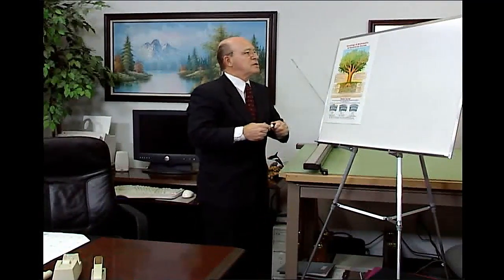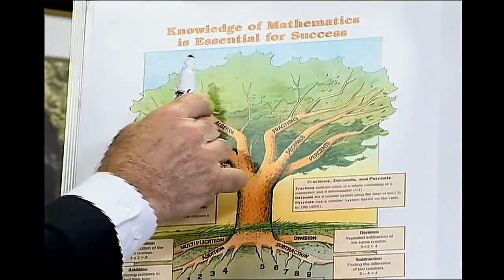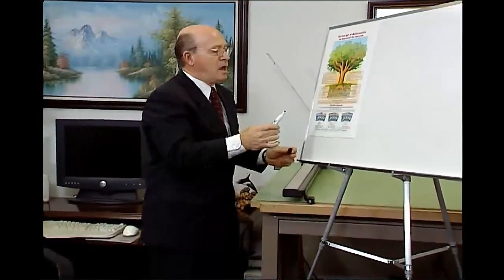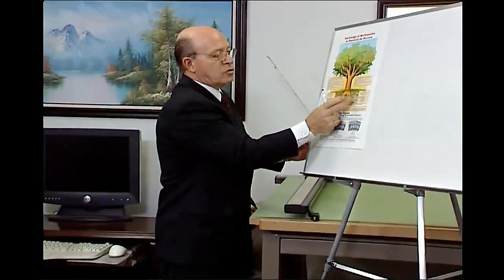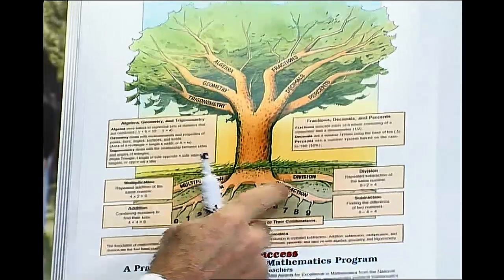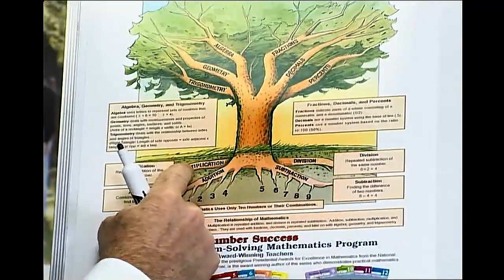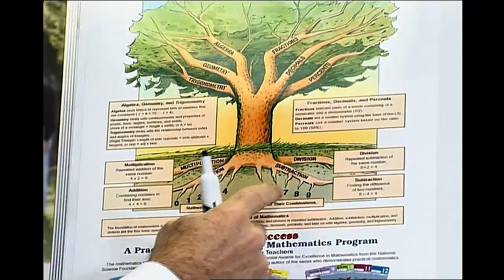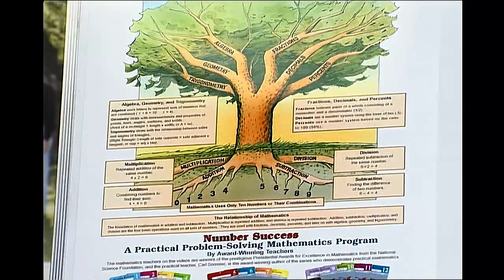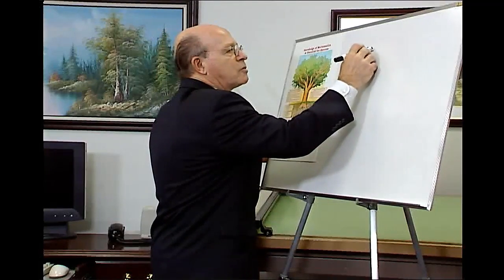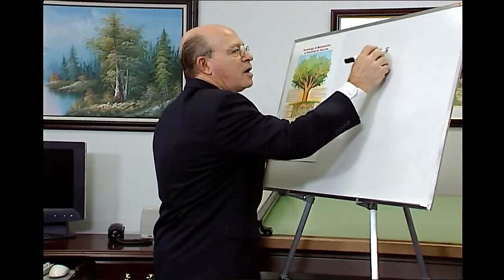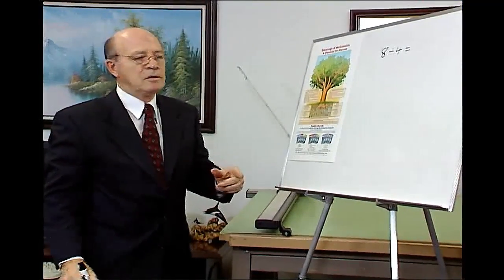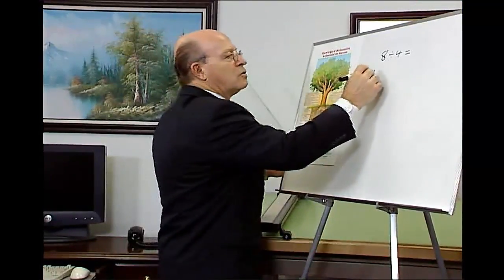And I want to stress, knowledge of mathematics is essential for success. We start in the root system: addition, subtraction. Then you have multiplication, which is speed addition, and division is basically speed subtraction. Division is the repeated subtraction of the same number. Now I'm going to do the reverse of that with multiplication.